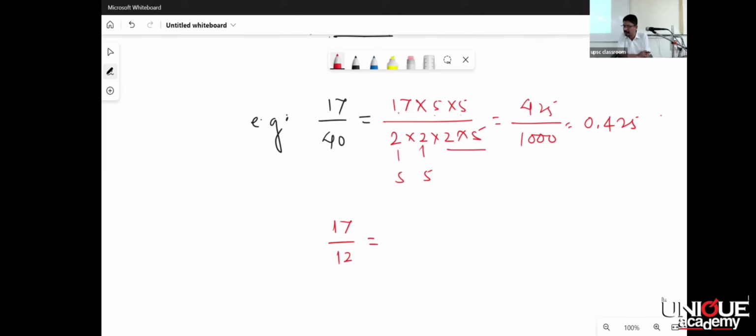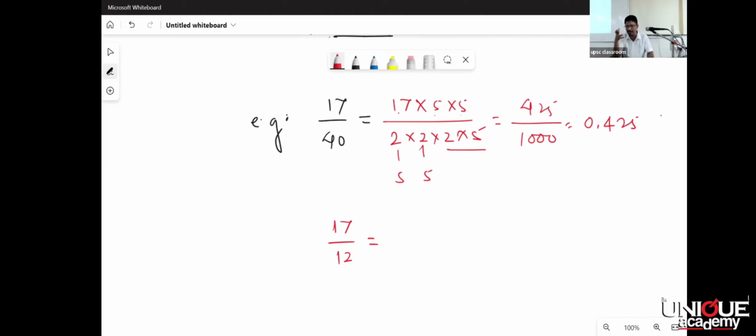It has to be recurring only, because the factors of 12 are 2 into 2 into 3. Okay, no problem, there are 2s, but 3 is also there. So such factors must be 2s and 5s only. Even if there are 2s and 5s, if there is another factor other than 2s and 5s, then without doubt it has to be a recurring decimal fraction. So 17 needs to be divided by 12 manually.